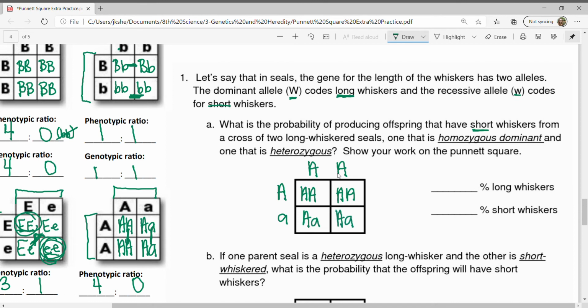And if we remember that short is recessive and long is dominant, and we look at our possibilities, according to the law of dominance, if it has even 1 dominant allele, it's going to show the dominant phenotype. Then we see that we will have 4 out of 4 with long whiskers, which is 100% chance, and a 0% chance of short whiskers.